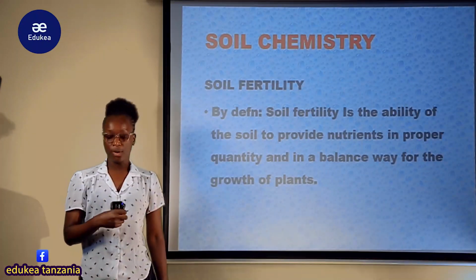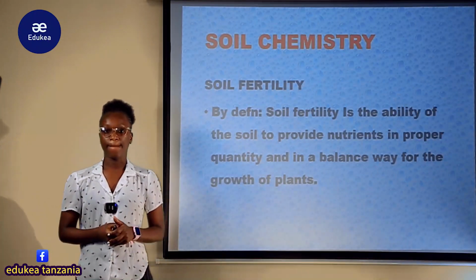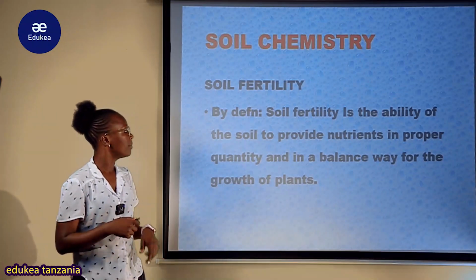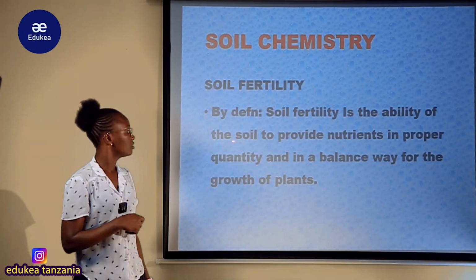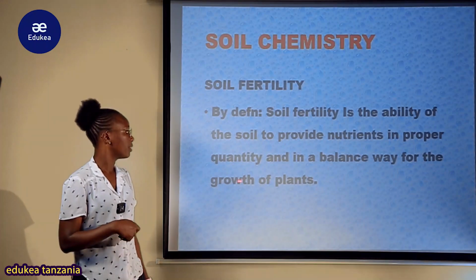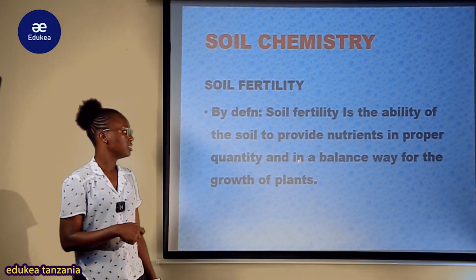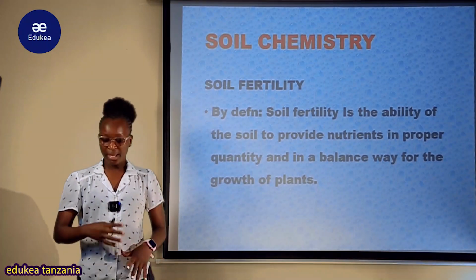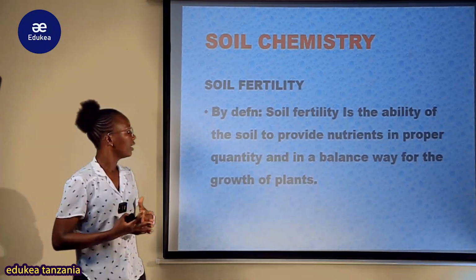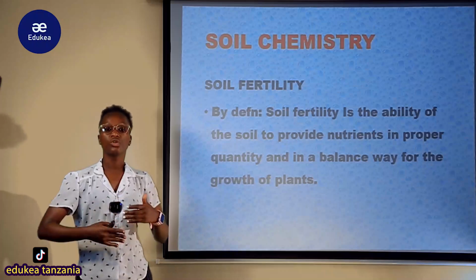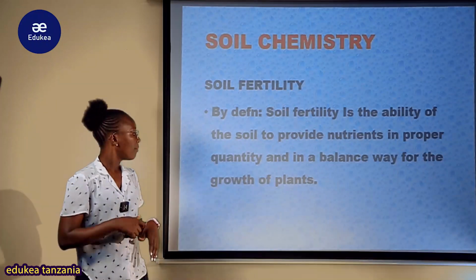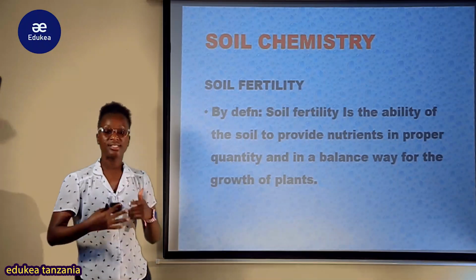Now let us see about soil fertility. When we talk about soil fertility, simply by definition, it is the ability of the soil to provide nutrients in the proper quantity and in a balanced way for the growth of the plant. Kwamba ule uwezo wa soil kuprovide nutrient, kutoa ile rutuba inayotakiwa, in a certain quantity.